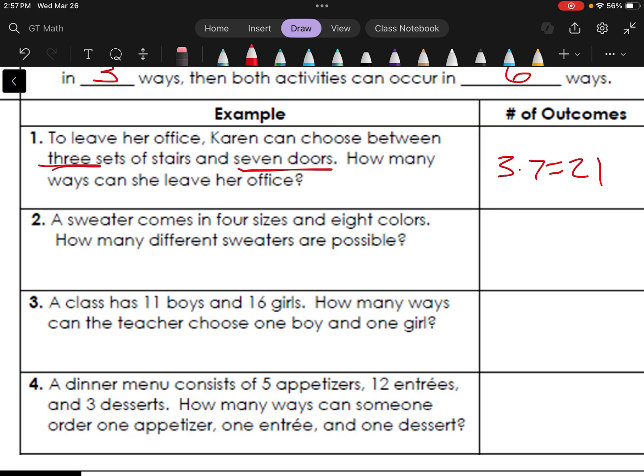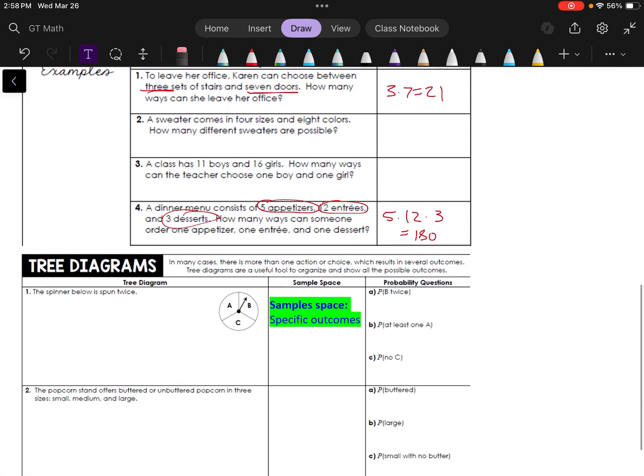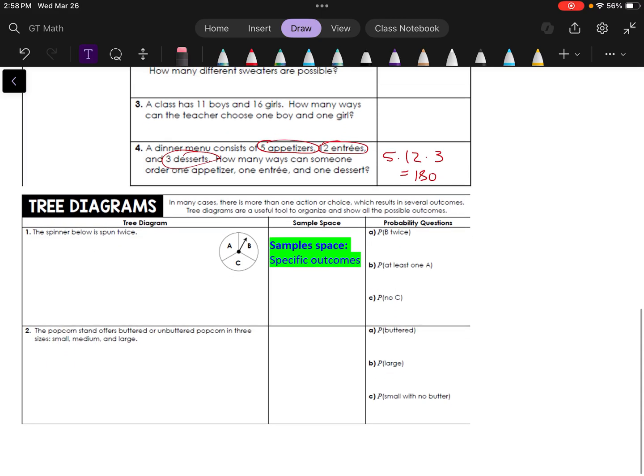Like here, a dinner menu consists of 5 appetizers. So you have 5 choices there, 12 entrees, and 3 desserts. 5 times 12 is 60. 60 times 3 equals 180. So there you go. We call that the counting principle, and that's how you figure out how many different outcomes there can be.